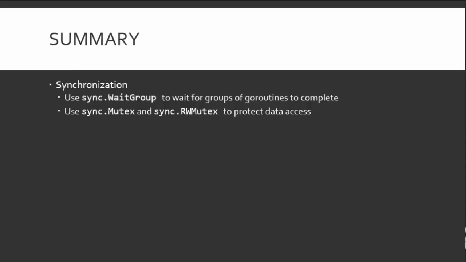We also talked about the mutex and the RW mutex and how those are generally used to protect data. So if you have a piece of data that's going to be accessed in multiple locations in your application, then you can protect that access by using a mutex or an RW mutex to ensure that only one Go routine is manipulating that data at one time.